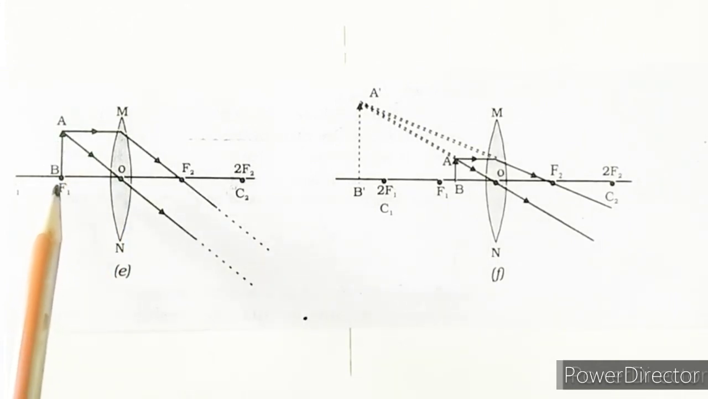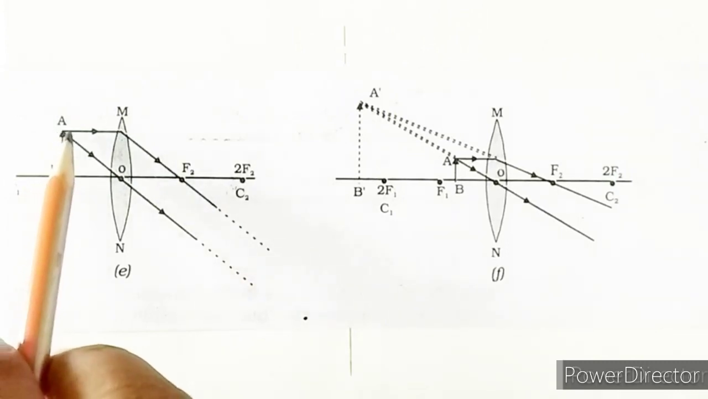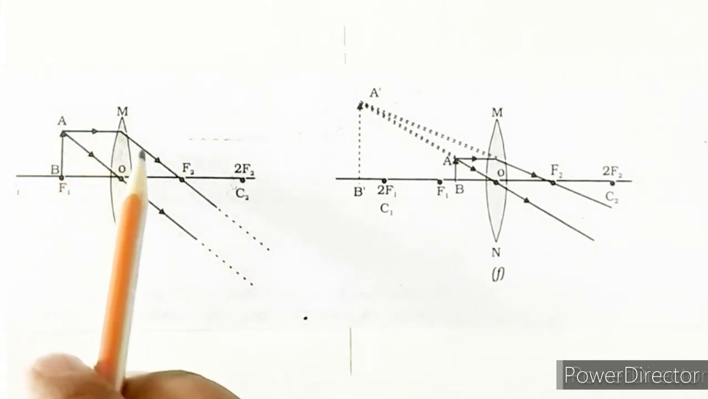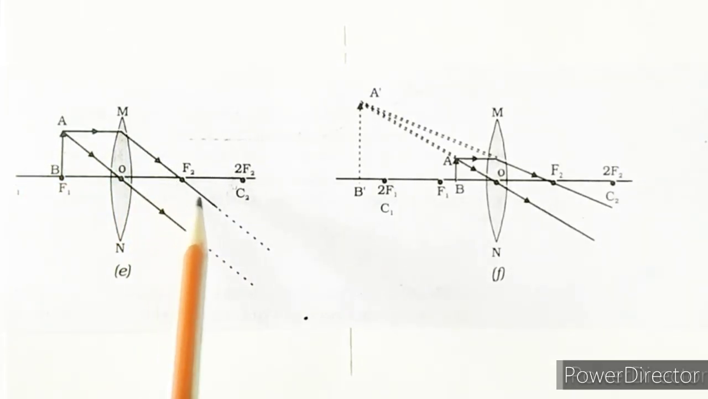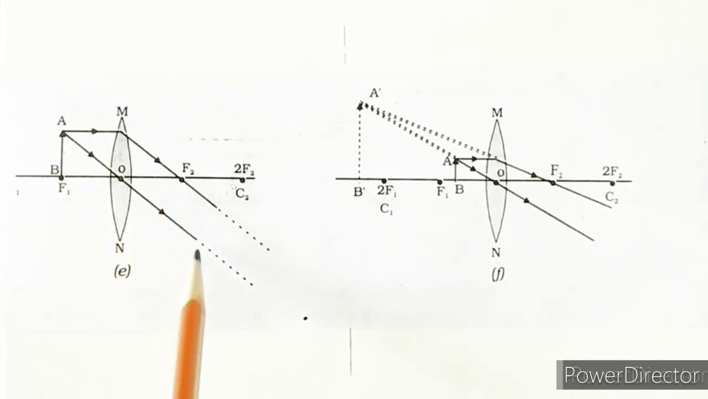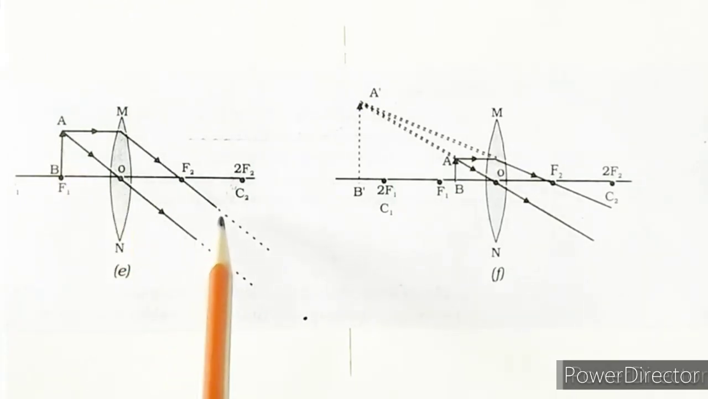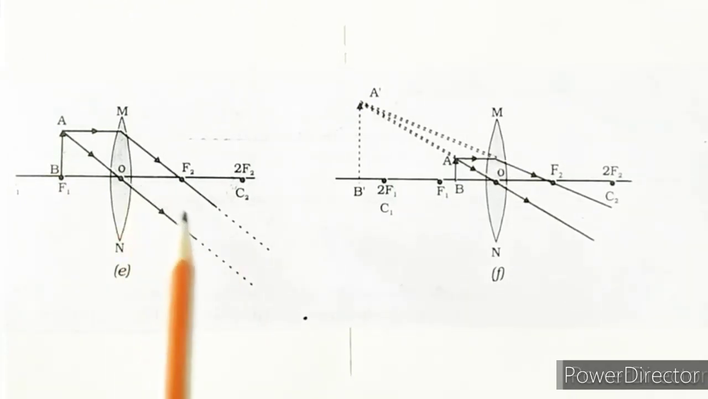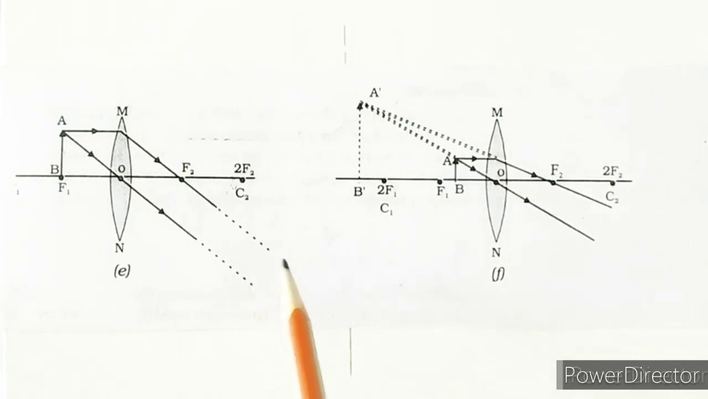When the object is kept at F1, you can see a ray of light parallel to the principal axis. After refraction, it will pass through F2, or principal focus, and the other one passing through the optical center comes out without any deviation. Now they will meet, but not very close to this lens; it will meet far away, and that will be at infinity. So the image is formed at infinity, and the size will be larger. It will be a highly enlarged image because these rays will meet far away.